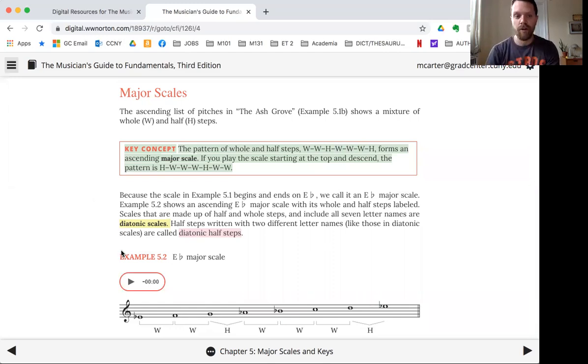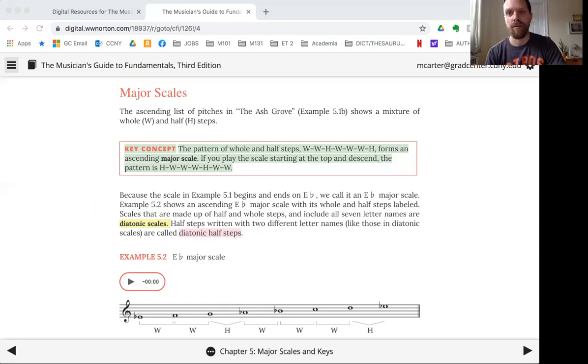Now, when you're going to see this term diatonic scale, make sure you get an idea of what that is. Basically, it means that all the letter names are used, right? And so if we look at, say, a C major scale. If we have a C major scale, what's our pattern? Whole, whole, half, whole, whole, whole, half.